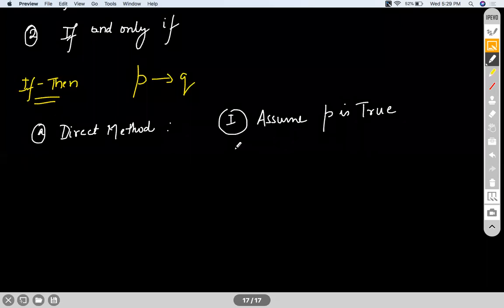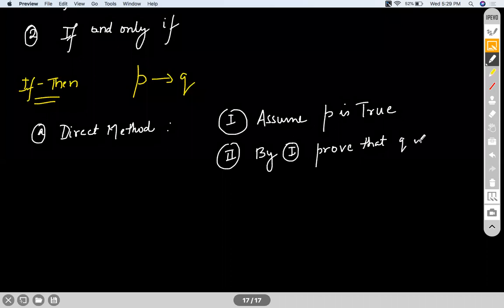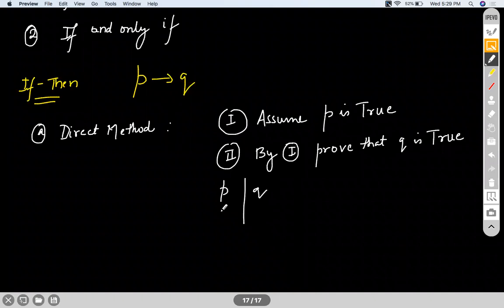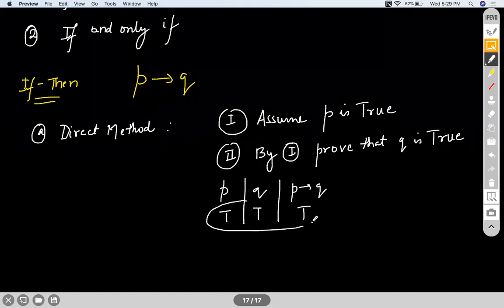Okay. And then by assumption in the first, we prove that Q is true. So if both P and Q become true, we know that if P then Q has to be true. So it works on this particular truth table. Let me give an example on this. Let me pull out a good example for this.